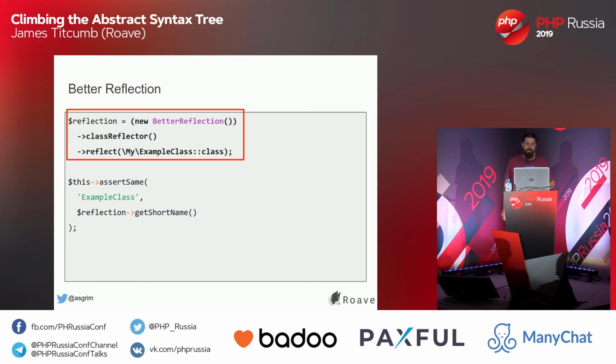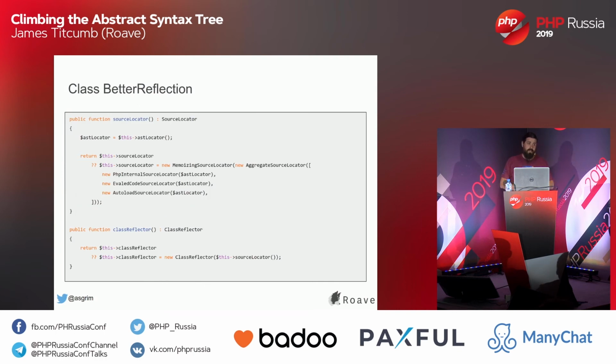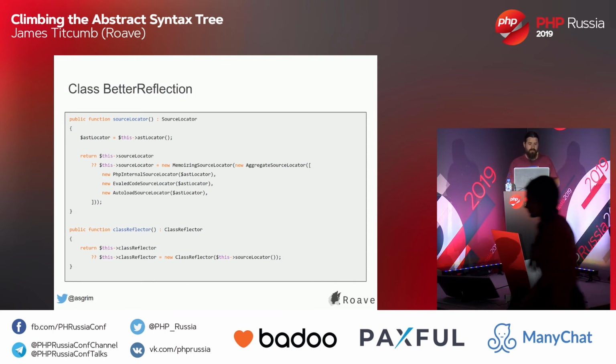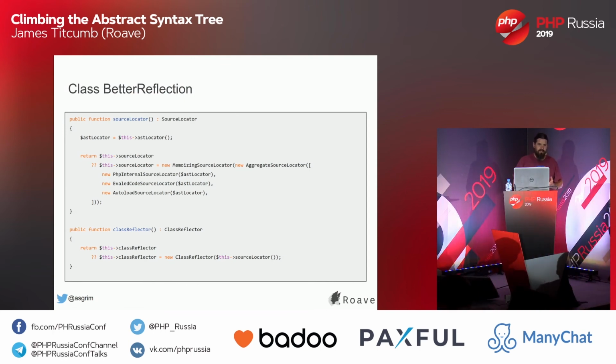The defaults would be something like a PHP internal source locator, so you can reflect on PHP internal code, or evaled code if you're evil enough to be evaling things. And then your autoload source locator, which basically hijacks the old autoloader when it tries to instantiate a class, and it grabs where that code is coming from. So it's kind of clever, but it's not always going to be perfect.